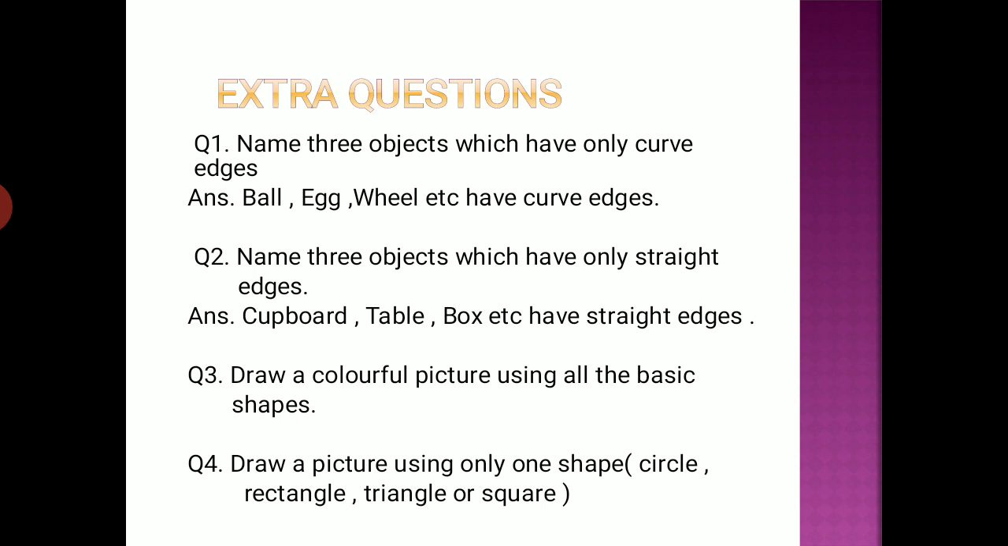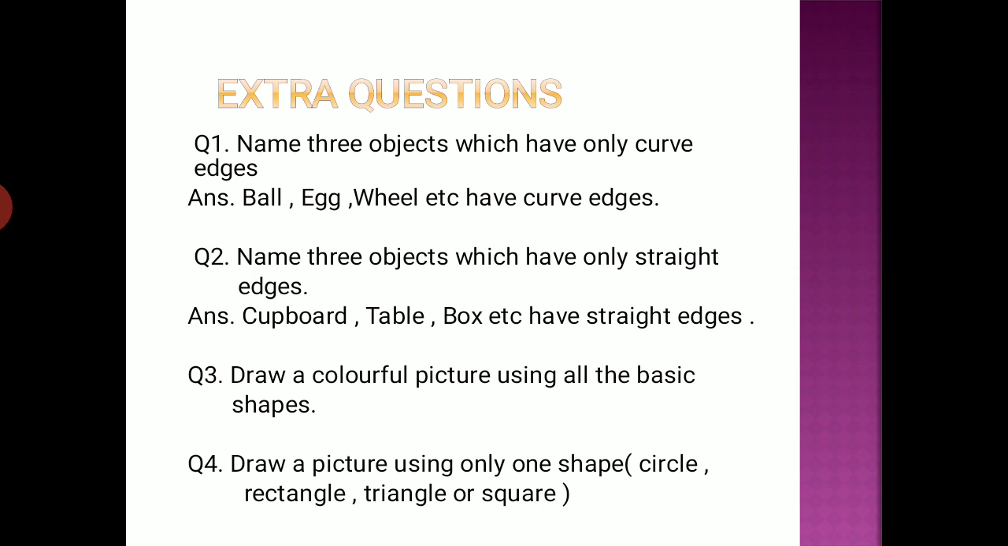Next, draw a colorful picture using all the basic shapes. Here you can draw any shape in which all the 4 basic shapes are there: circle, square, rectangle and triangle. Using these basic shapes, you have to draw one picture and color it. You may draw a clown, a train, a bus, a house, or any other using your imagination.